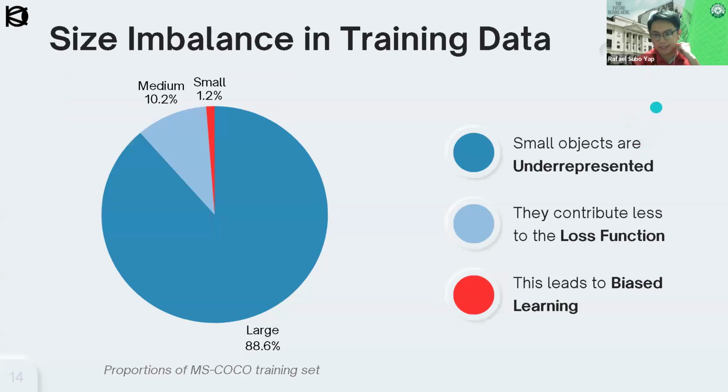Next problem is in training data. In the MS COCO dataset, one of the most widely used, small objects make up just 1.2% of the data. That's a huge imbalance. Models trained on this skewed data distribution naturally get better at detecting what they see more often. So they see more often large objects, medium objects, so they're going to underperform on the smaller objects.